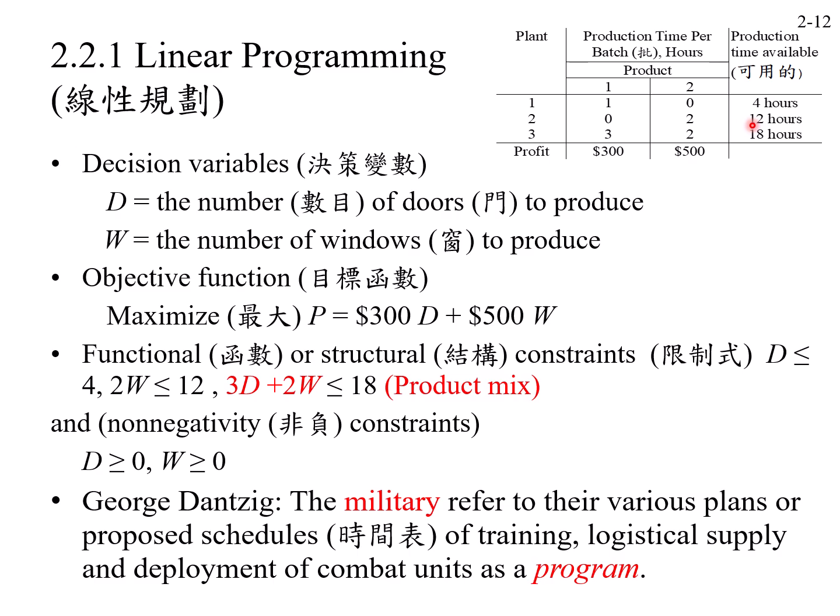This is our upper bound. And the next one, 3 times D plus 2 times W less than or equal to 18. For the third plant, we call it product mix. That is, we produce different products on the same manufacturing plant. And also we have a non-negative constraint. That is, D and W should be non-negative.